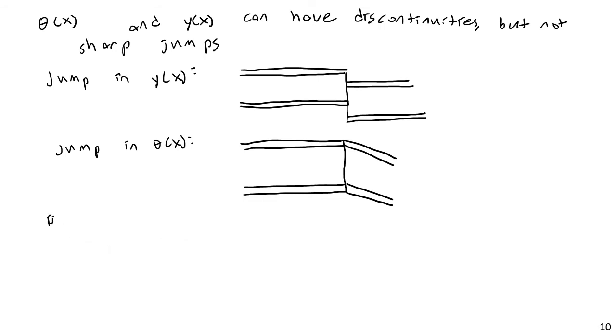A discontinuity, so in terms of functions, discontinuities look like this. In theta of x, if you have your theta function, it would look something like this. It could look something like this kind of thing, maybe with this being the 0 axis.